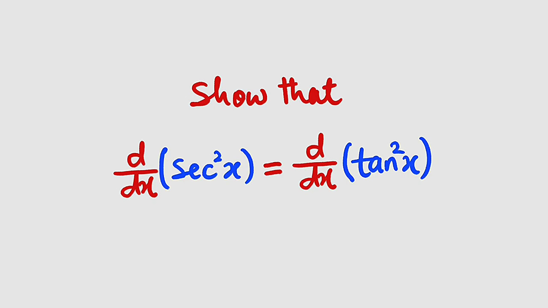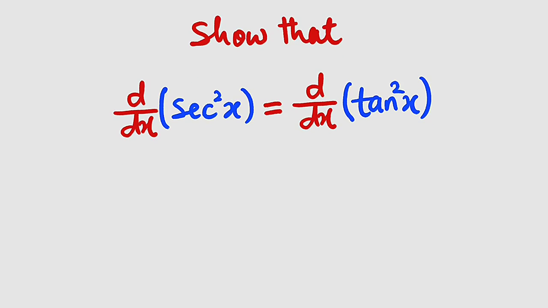Hello, good day viewers. In this tutorial, we want to show that the derivative of secant squared x is exactly the same as the derivative of tangent squared x. Alright, we are going to do them separately. Let me start with the first one here to the left. Let's assume this is equal to y.